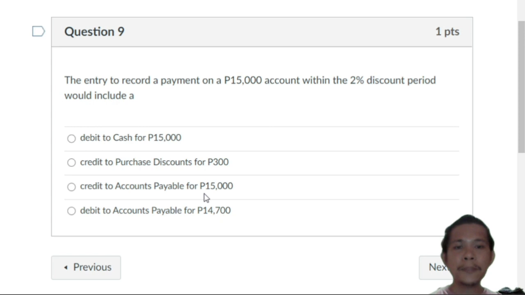Ito sana 15,000 pero naka-credit, so mali na itong pangatlo. Meron ka dyang purchase discount na maa-avail, which is kinikredit natin. Kunin nga natin yon, 15,000 times 2%, you will get 300. So, dapat credit ka ng purchase discount for 300 pesos. So, makikita natin dito yung pangalawa, that is the answer. Pero, credit to cash for 14,700. Mali ito, mali din ito. Okay? So, ito nga yung sagot, yung pangalawa.